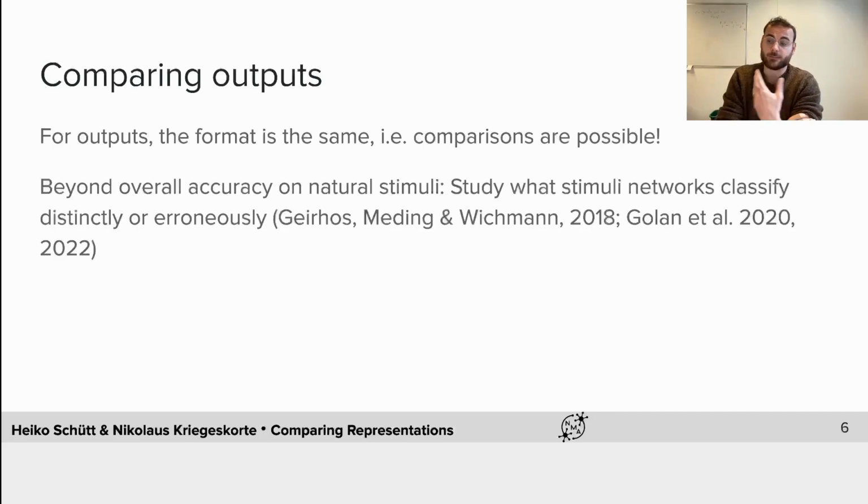And the main thing I want to say about this approach here is that you can do more than just comparing how well they do on the task, right? You can also analyze on what images do they fail and fail in what ways. So if you're talking about classification, for example, what wrong class do they put the stimuli in and things like this. And this has been done very successfully.